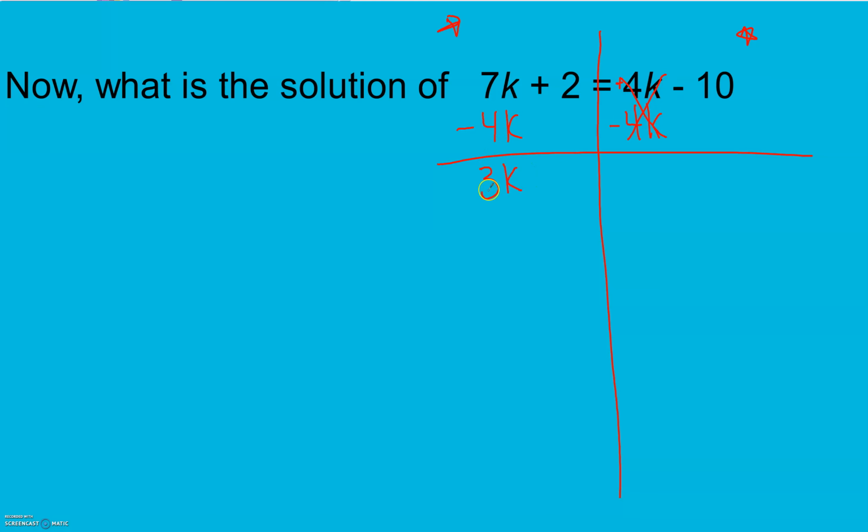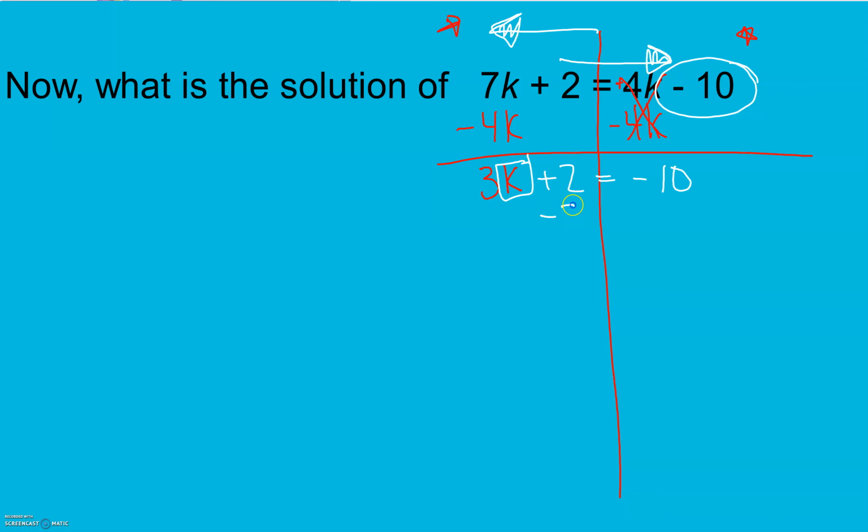7 minus 4 is 3, and I keep that k there. And I can put these together because they have the same variable part. They are like terms. We bring down the rest of our problem. Don't forget that negative goes with the 10. Right now, left side's as simple as I can get it, right side's as simple as I can get it. All my variables are together. So we moved our variables to the left. I'm going to move all my constants to the right.